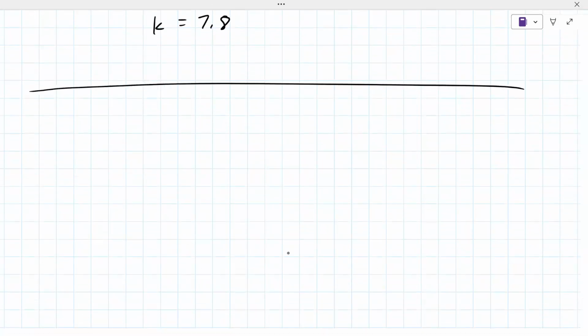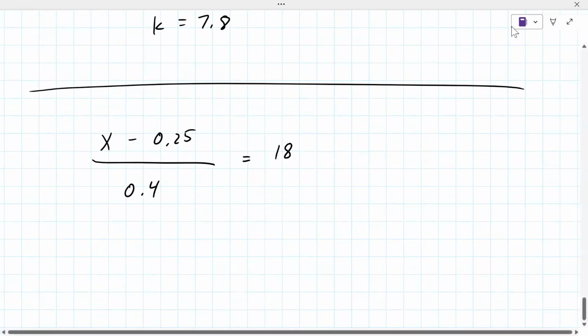So let's try another one here. Let's say it's x minus 0.25 over 0.4 equals 18. Could you go give this one a try for me, please?